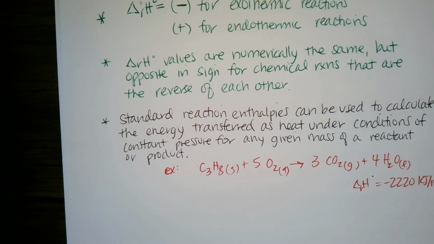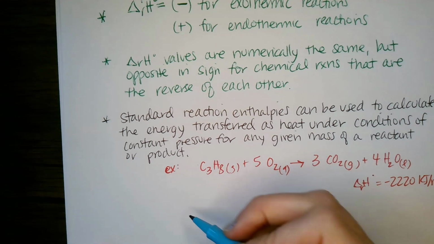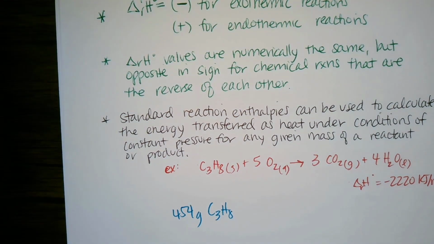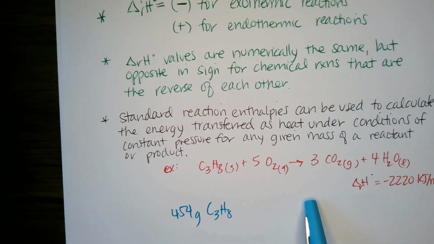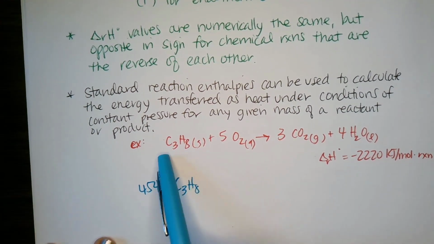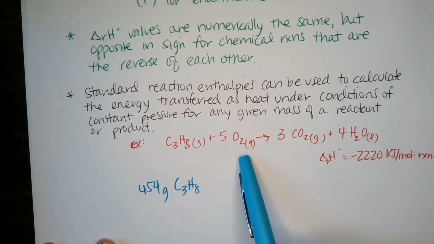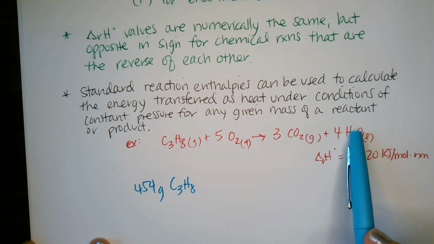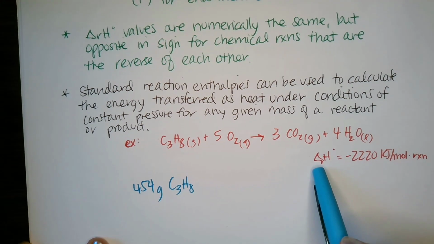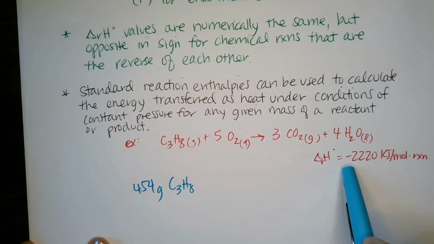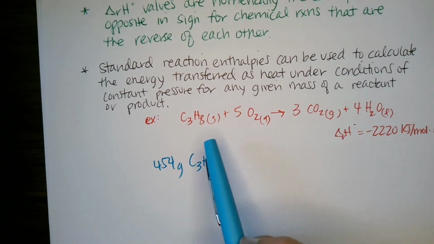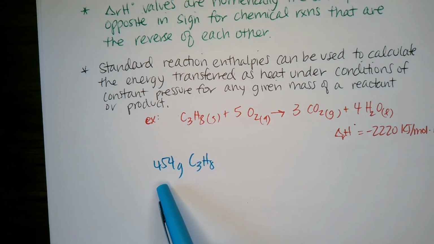So let's suppose you want to know the energy transfer to the surroundings as heat if 454 grams of propane is burned at a constant pressure, given the equation for the exothermic combustion and the enthalpy change of this reaction. So we know that 1 mole of propane plus 5 moles of oxygen create 3 moles of CO2 and 4 moles of H2O. This is a balanced chemical reaction. And we're told that the enthalpy for this reaction is exothermic. We know that because of this negative sign. And it produces 2,220 kilojoules per mole.